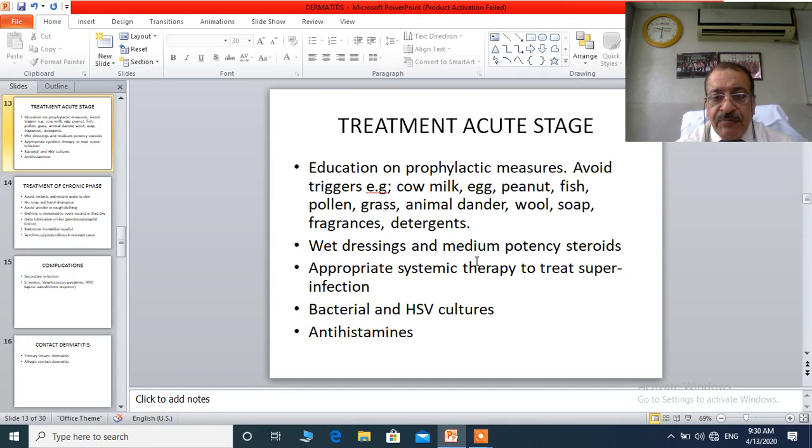Then application of medium potency steroids is helpful to cure the condition. Sometimes we have to give antibiotics, antiviral agents, antifungal agents to treat the superinfection. We can send different investigations, and the most important is the bacterial and herpes simplex virus cultures. Antihistamines may help to relieve the itching, which is very common in this condition.